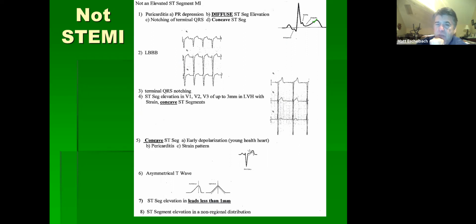Left bundle branch block also has the appearance of, excuse me, ST elevation MI. ST elevation in V1, V2, V3 up to 3 millimeters can occur in left ventricular hypertrophy. Early repolarization is not MI. And we'll talk a little bit about asymmetrical T waves later on. And ST segment elevation less than 1 millimeter, although tempting, is not an MI.